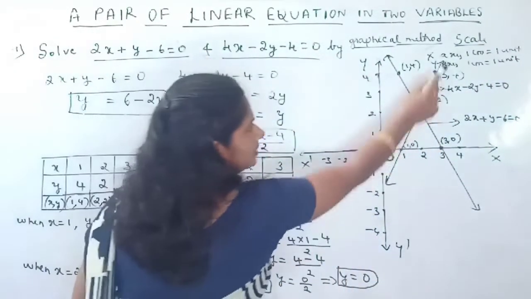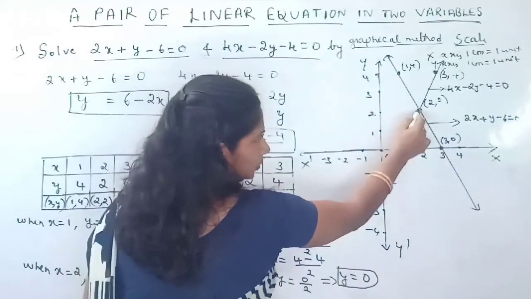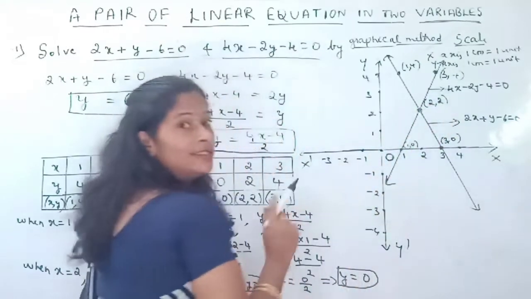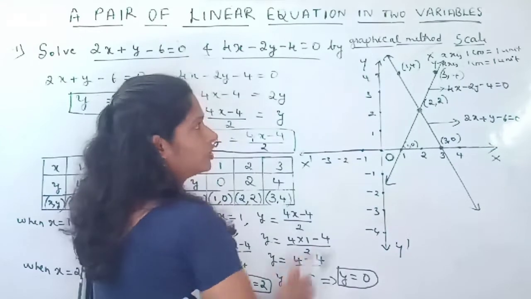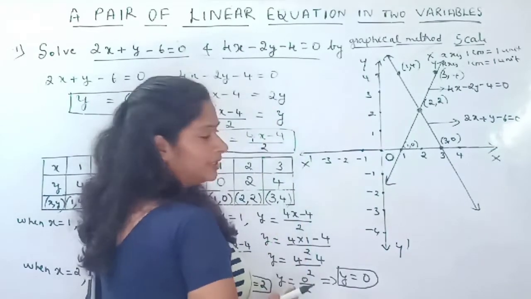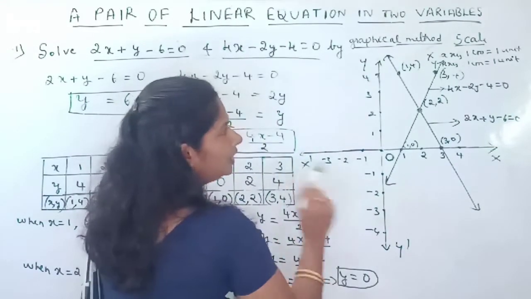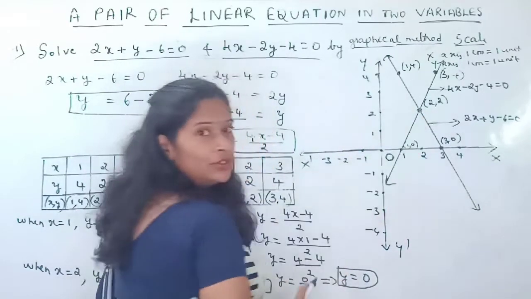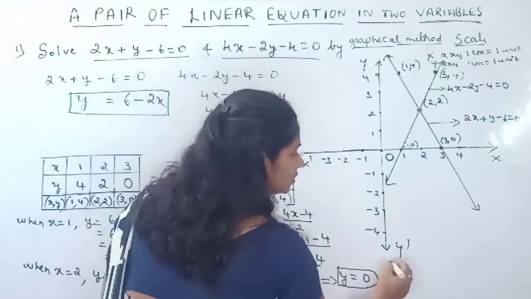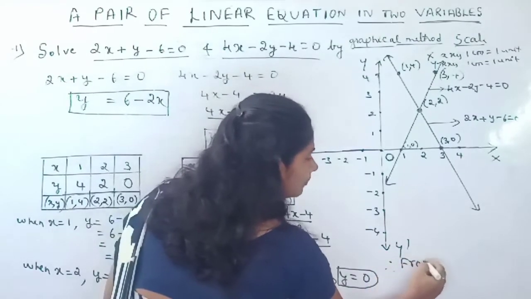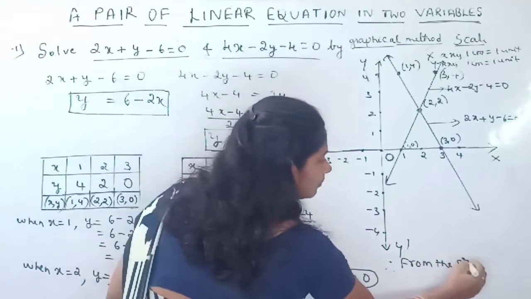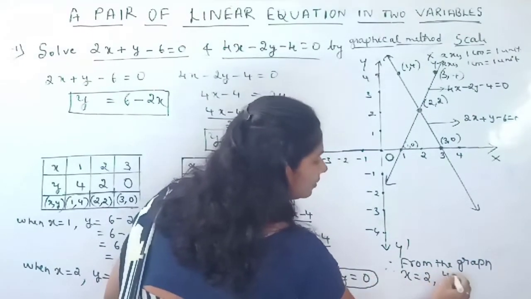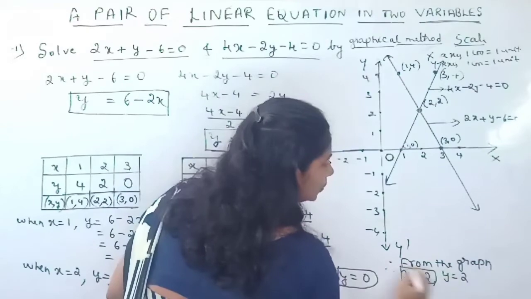Where the two lines will intersect, the two lines are intersecting at point (2, 2). This is the solution of a pair of linear equations by using the graphical method. So from the graph we got x value is 2 and y value also 2. So you can write the conclusion, children. From the graph, x value is 2, and y value also 2.